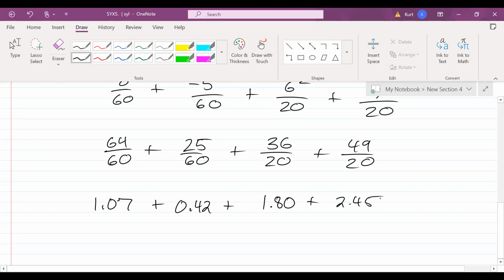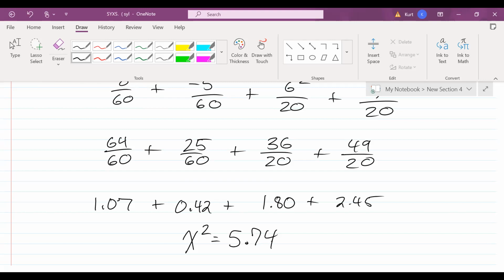You then add those up because that's what chi-square calls for. It calls for the summation. So 2.45 plus 1.07 plus 0.42 plus 1.8. The chi-squared value is going to be 5.74. That is your chi-squared. Any questions on how I got that?